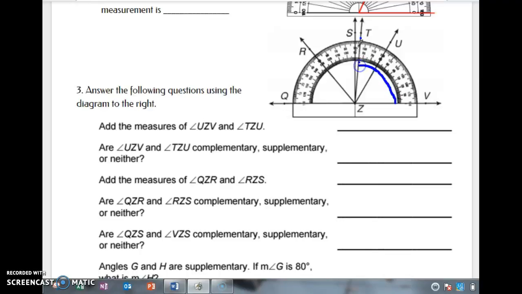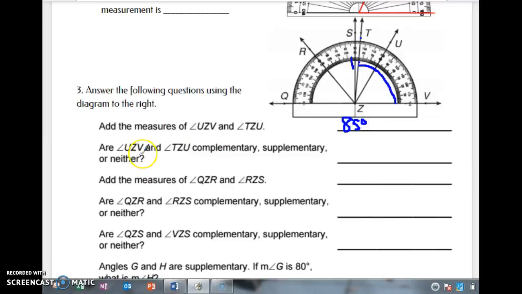Now, if you look, it doesn't go directly to the 90-degree mark. It looks like it's in between 90 and 100, or if you look, 80 and 90. Now, this is an acute angle again because it is less than 90. Which means that you're looking at the lower numbers. So the number in between 80 and 90, I would say that the measure between those two is 85 degrees. So you would put 85 degrees.